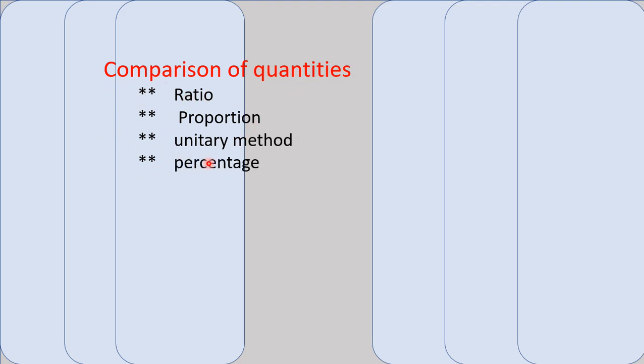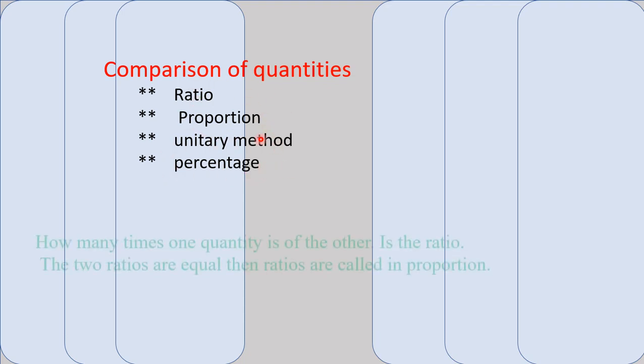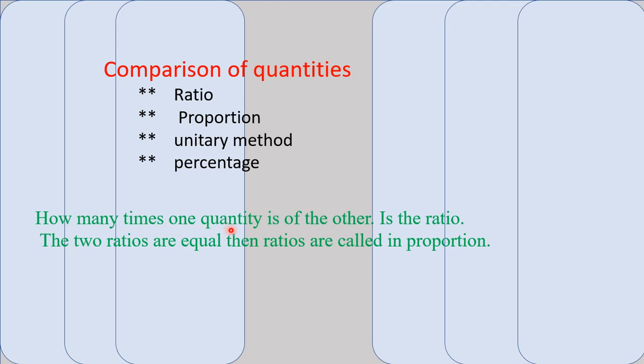So we have done all this in the previous class; in this class we will study the percentage. This is the new topic for us in this class. So let us revise the previous one. As we know, how many times one quantity is of the other is the ratio, and when two ratios are equal, then the ratios are called in proportion.